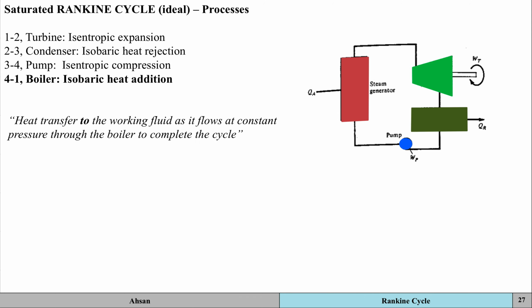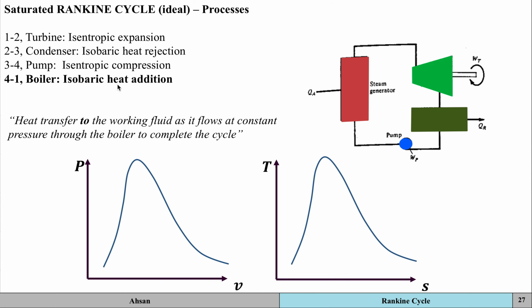From 4 to 1 for the boiler now, it's isobaric heat addition. So isobaric means that it's going to have a constant pressure. Okay, but you're supplying heat into the fluid now. We've got constant pressure heat addition taking place in the steam generator or the boiler here. Okay, and what's going to happen now is that 4 to 1 is going to be a horizontal line. Okay.